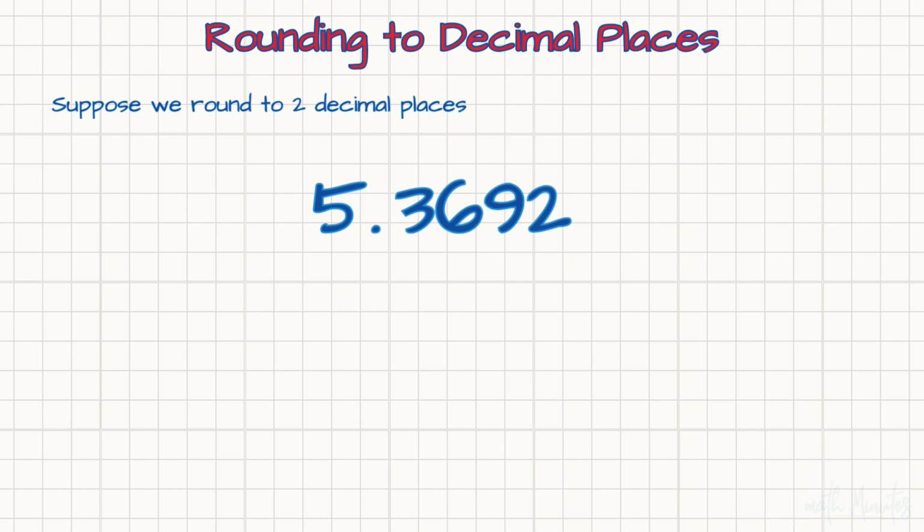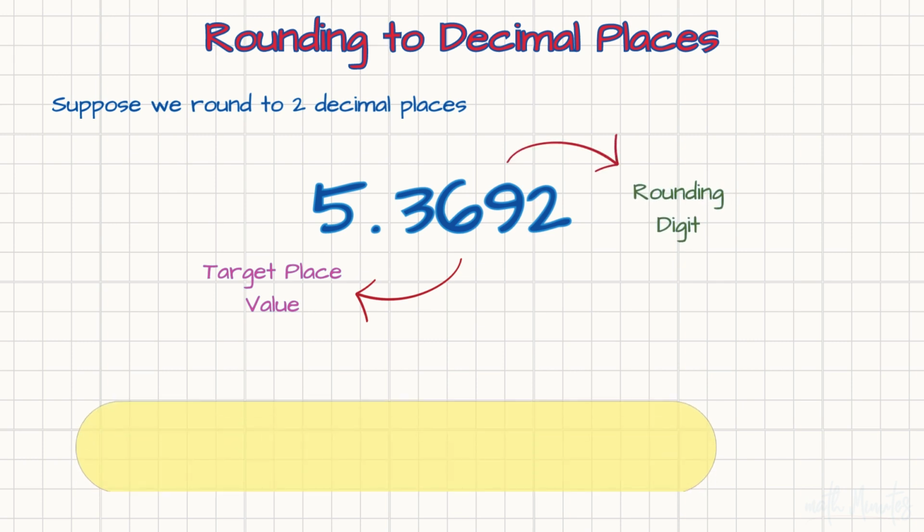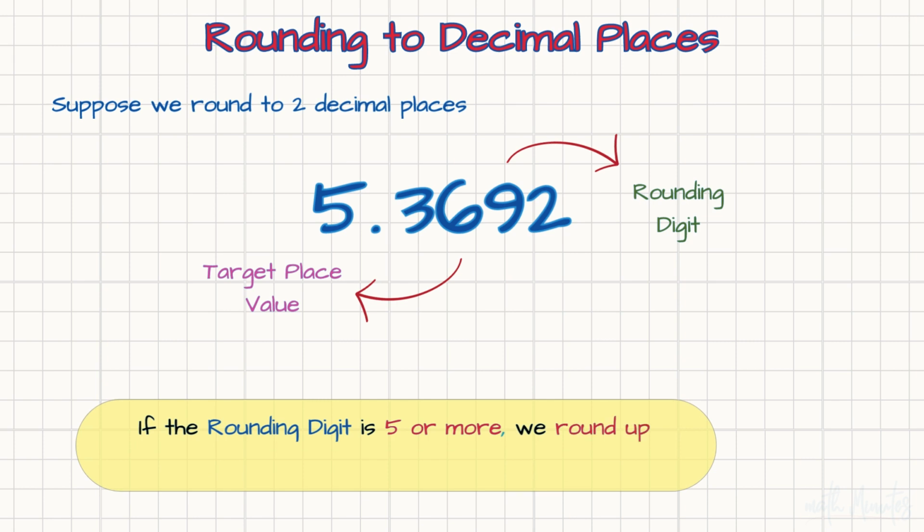So, for example, if we round to 2 decimal places, the last digit that we want to keep, or the target place value, is in the second digit to the right of the decimal point, in the hundredths place, and the rounding digit is to the right of this, in the thousandths place. If this rounding digit is 5 or more, we round up. If it's 4 or less, then we round down.